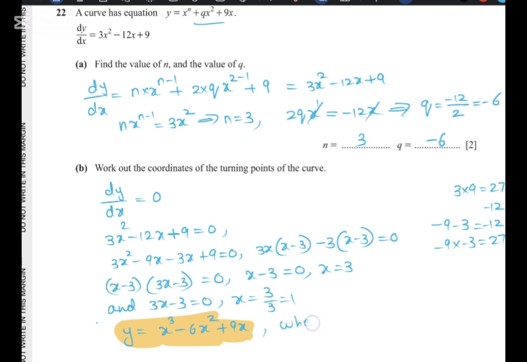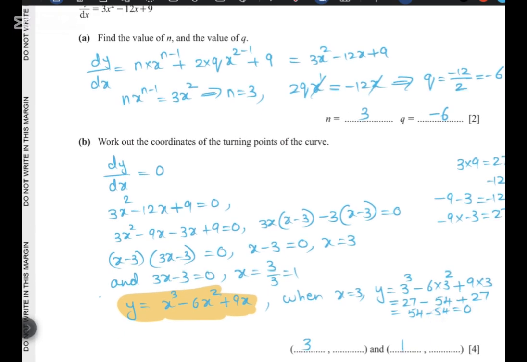So write down, when x is equal to 3, y will be 3 cube minus 6 into 3 square plus 9 into 3. What do we get? 3 cube is 3 3s are 9, 9 3s are 27, minus 6 into 9, that is 3 square is 9, so 6 9s are 54. Then 9 into 3 is again 27. 27 plus 27 is 54. 54 and negative 54 becomes 0. So when x is equal to 3, y is 0.